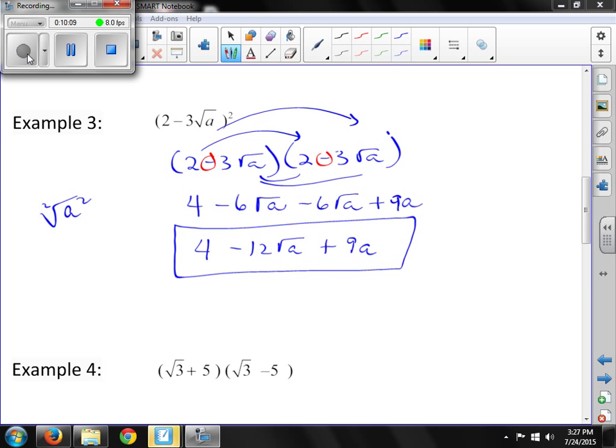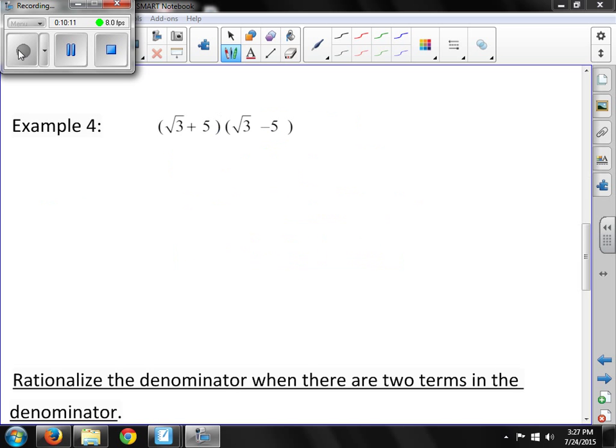Final answer there. Now here I have conjugate pairs, so I know that the outside and the inside are going to drop out. I may show the steps on some of them, but I will not show it on all of them. I'm going to do the first and the outside. The square root of 3 times the square root of 3 would be the square root of 9, which would turn back into a 3.